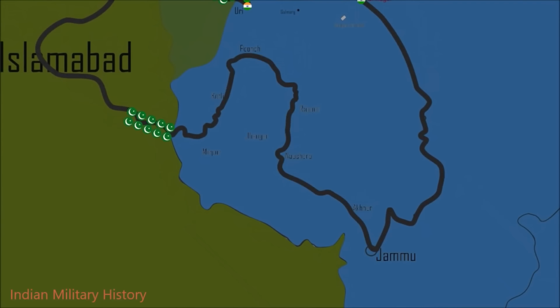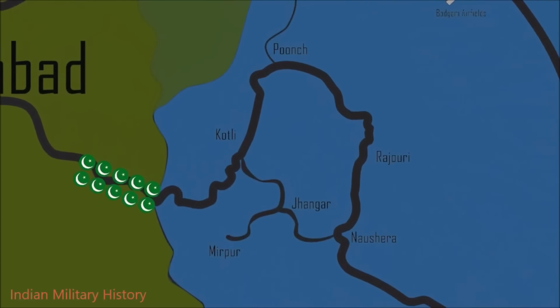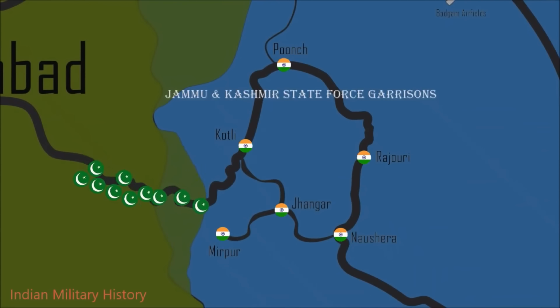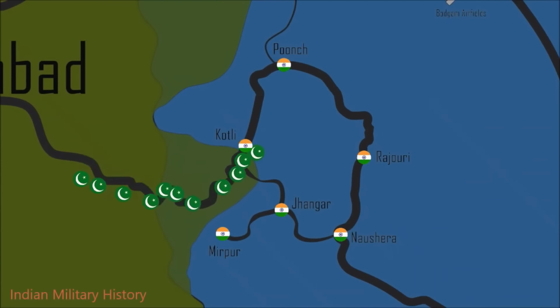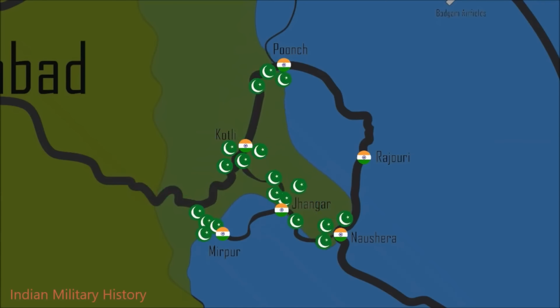Troops of the 50 Parachute Brigade were aggregated in Jammu to begin operations to reinforce these towns in the Poonch sector. While the reinforcements were to arrive in these towns, the Jammu and Kashmir State Force garrisons were the only troops available to defend against the ongoing enemy assault. There was no outside help that could be provided to these garrisons.